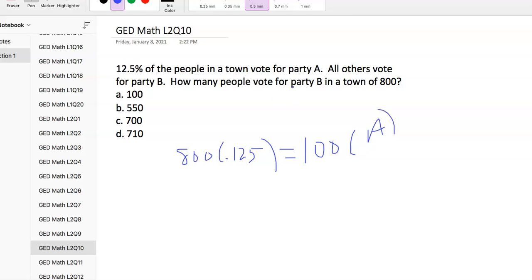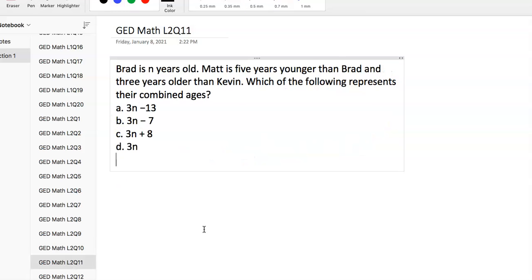Okay, but the question was Party B, right? So if 100 vote for Party A, there's 800 in the town, 800 minus 100, and we end up with 700 people voting for Party B. So again, we got 700 for Party B, 100 for Party A. That totals up 800. We're good to go. Question 11.